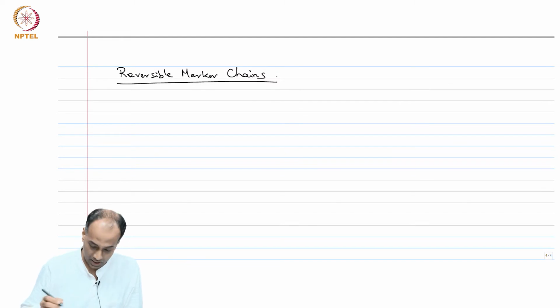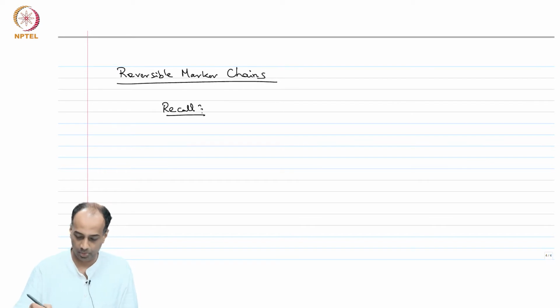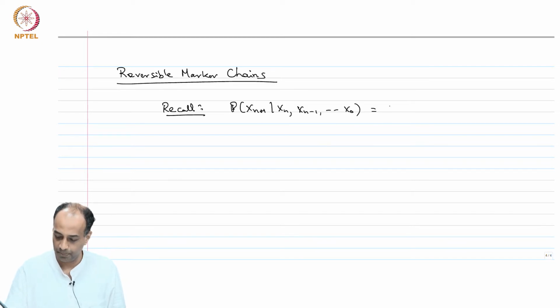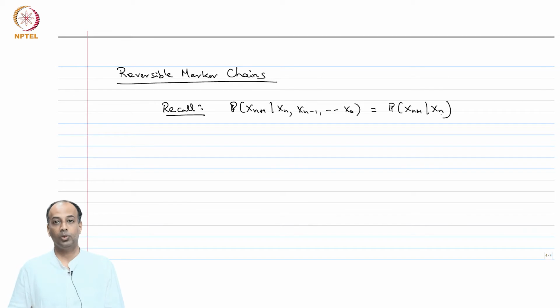Now, I just want to start by recalling for you the Markov property, which says that P of X_{n+1} given X_n, X_{n-1}, ..., X_0 is simply equal to P of X_{n+1} given X_n, no matter what values these X_n's take. This is true for all n and for all values of the states X_{n-1}, etc. This is the Markov property.